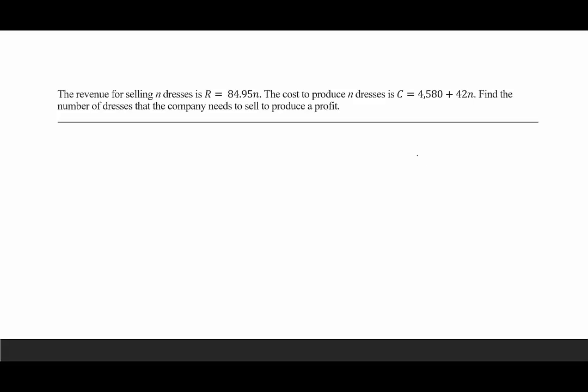Find the number of dresses that the company needs to sell to make a profit. A profit is going to occur when revenue is greater than cost. So what we're looking for is revenue to be greater than cost. What do we have to represent revenue? We have $84.95 times n has to be greater than 4,580 plus 42n.